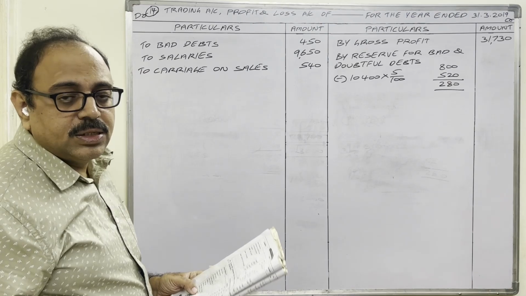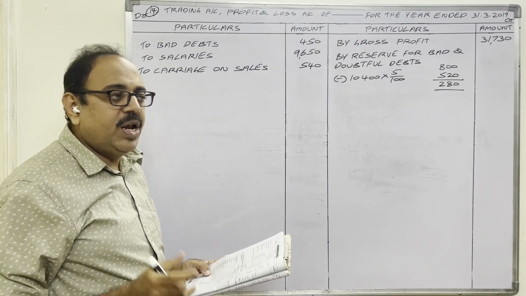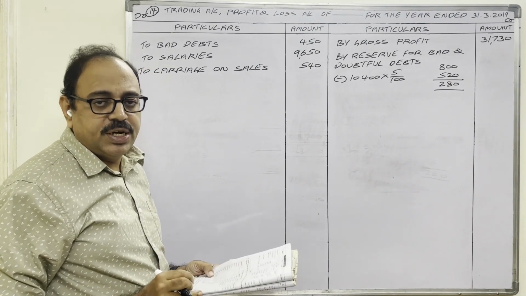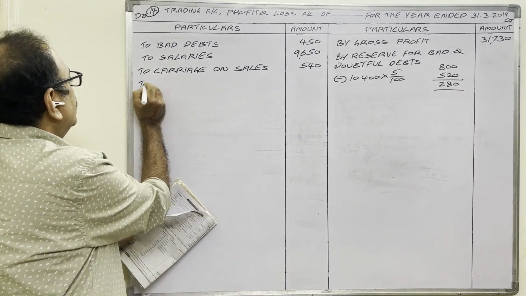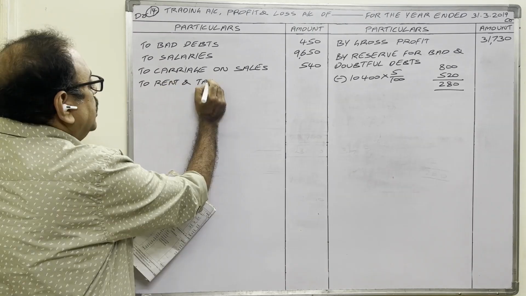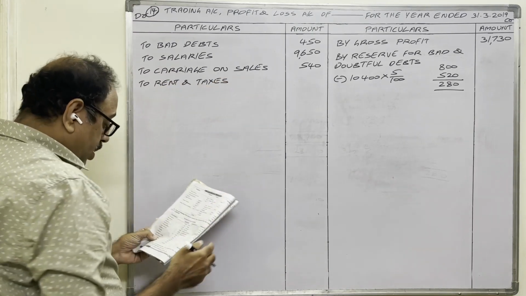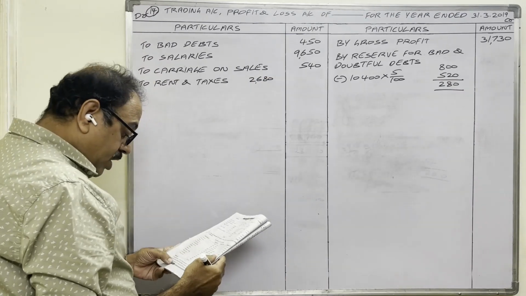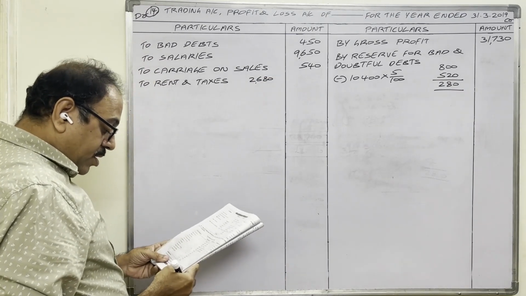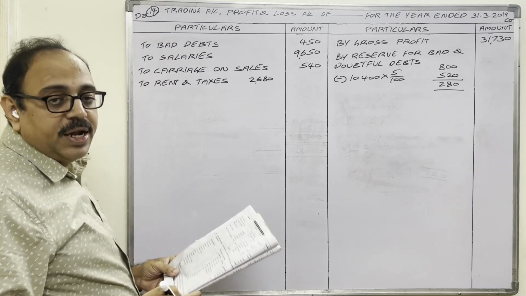Rent and taxes, indirect expenditure. When nothing is given, the meaning is office rent. So administrative expenditure, here only, to rent and taxes. Adjustment is given, therefore in the inner column 2,680. Adjustment number 3, prepaid rent and taxes 380.